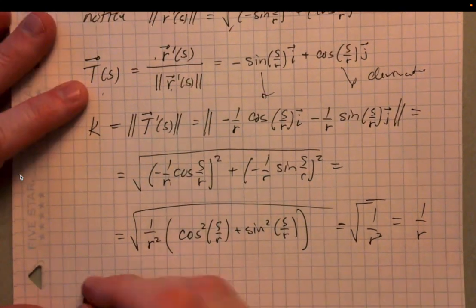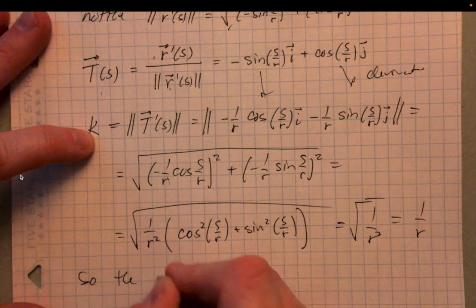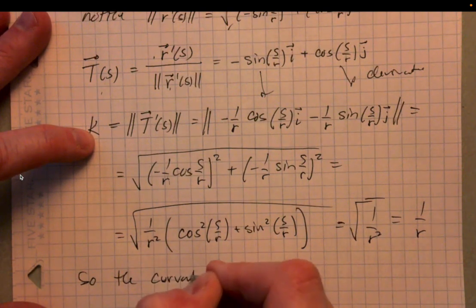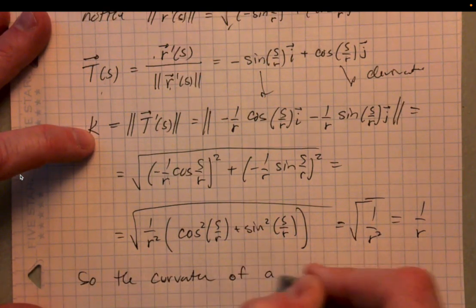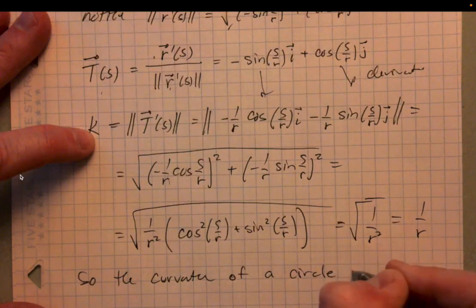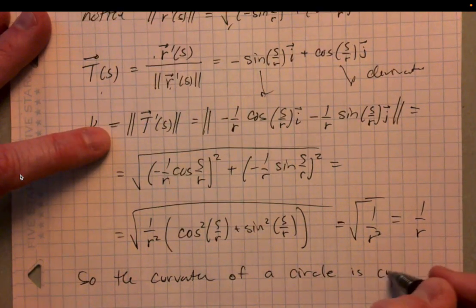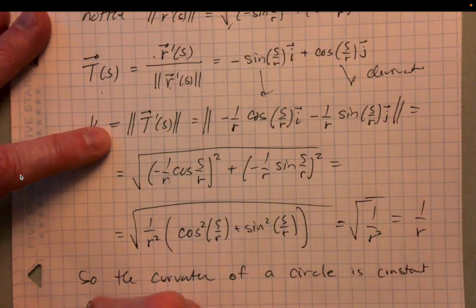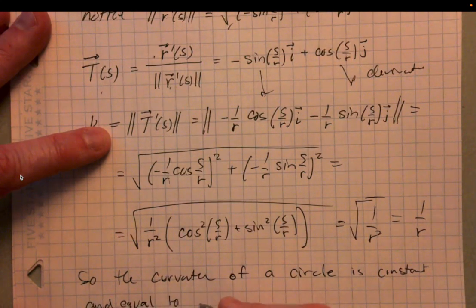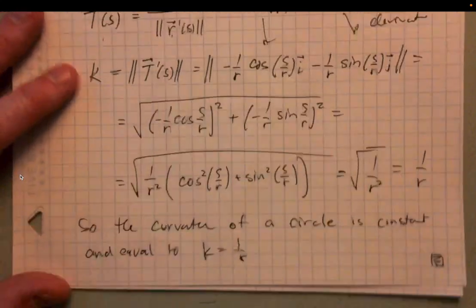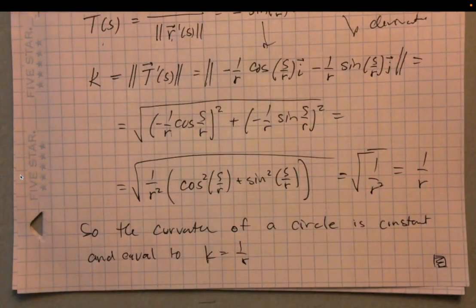So consider, we'll write this in. The curvature of a circle is constant and equal to k equals 1 over r, where r is the radius. Okay, so that's a proof of that. All right. Excellent.